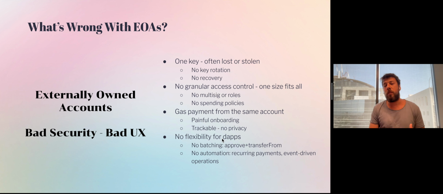And for dApps themselves, EOAs are also very limiting. Batching transactions is not possible. There's no type of automation you can do. I want to have my account listen to things that happened on chain and automatically do stuff. The only way I can do it with EOAs is to give away my private key to some sort of centralized server, which will listen to those events and sign on my behalf, which is just asking for trouble.